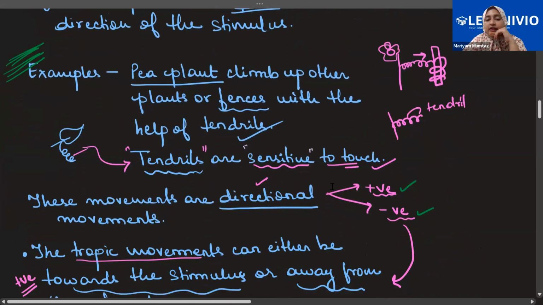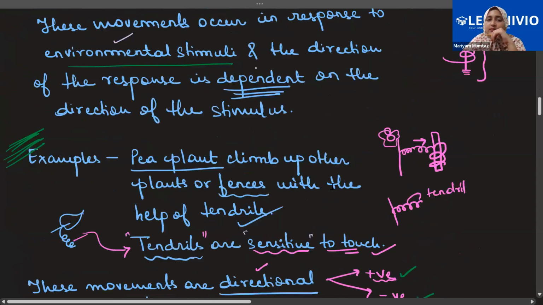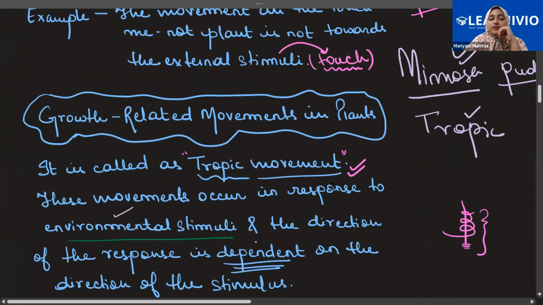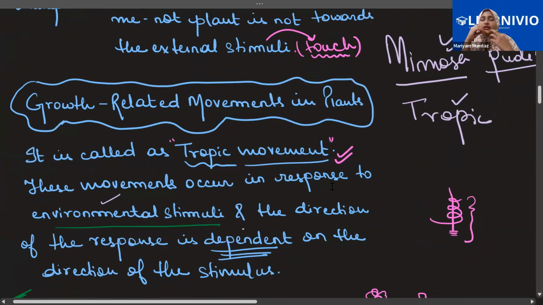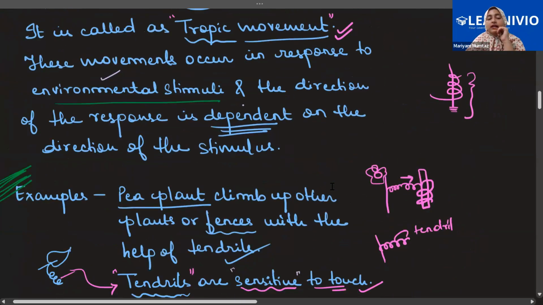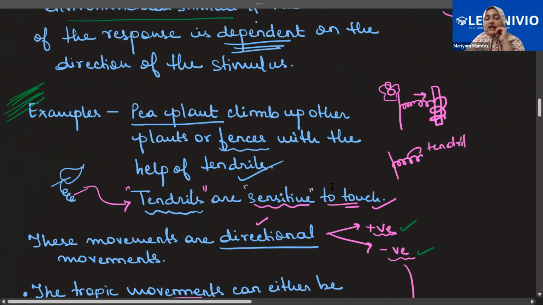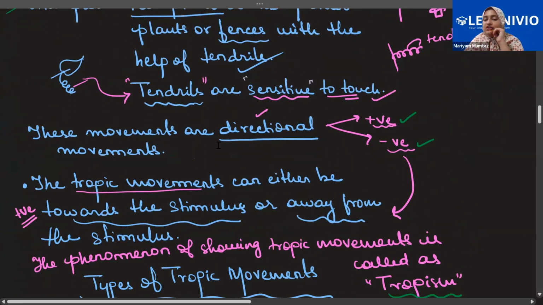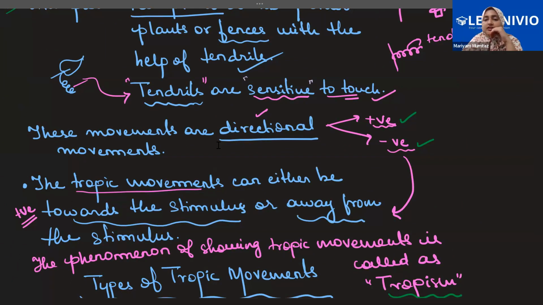All right. Moving forward, see, one more thing, students. Just like how the growth independent movements were called nastic movements, the growth related or growth dependent movements are known as tropic movements. Okay, so those were nastic movements and this is tropic movement. Now, talking about the tropic movements, they are directional, meaning they can be positive, they can be negative in terms of their direction.